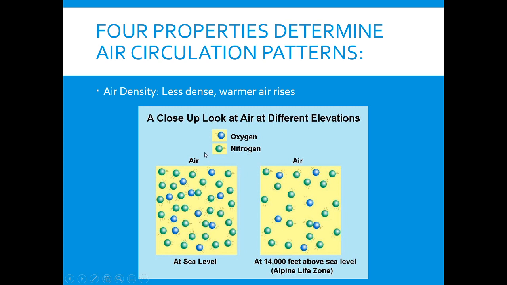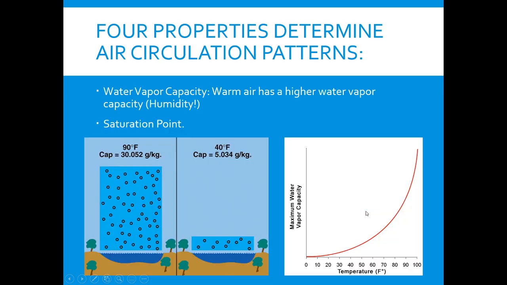The first is air density. So this just gives you an idea. At sea level, you have more particles per area than you would at 14,000 feet. This would be like alpine life zone.